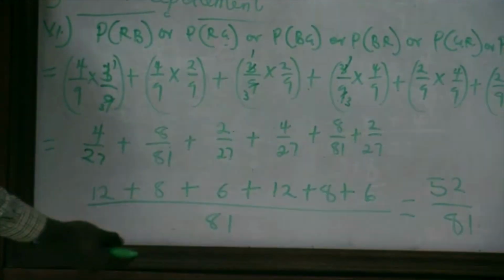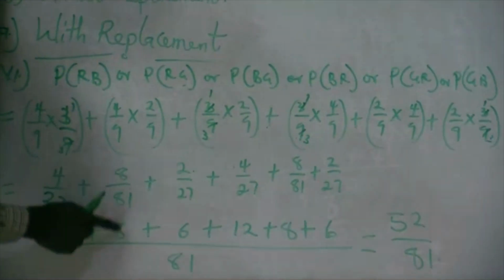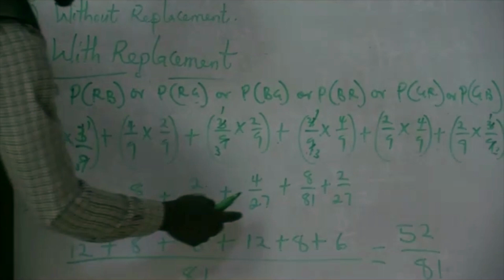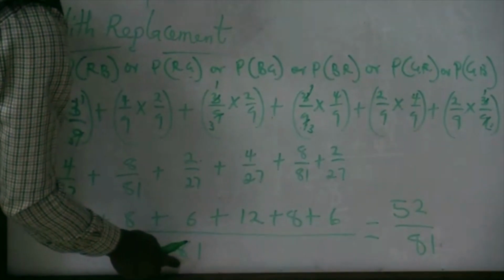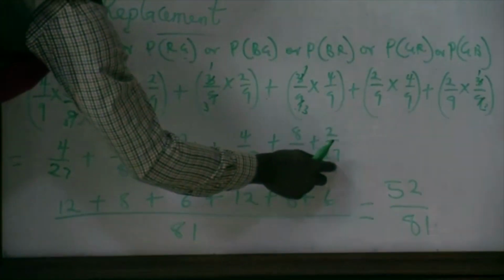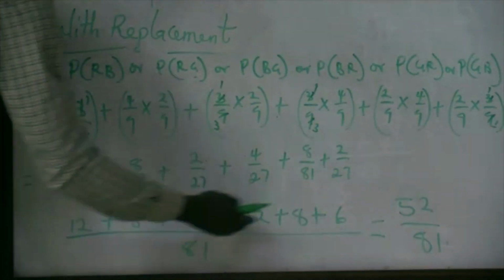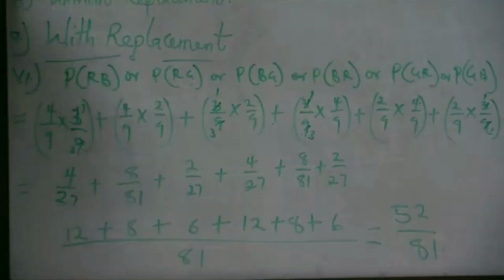27 in 81, 3, 3 times 4, 12. 81 in 81, 1, 1 times 8, 8. 27 in 81, that's 3 again, 3 times 2, 6. 27 in 81, 3, 3 times 4, 12. 81 in 81, that's 1, 1 times 8, 8. 27 in 81, 3, 3 times 2, 6. So we add everything together, and it gives me 52 divided by 81.